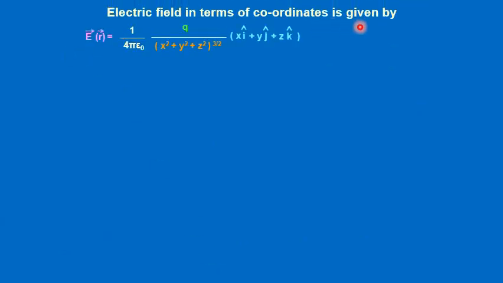Electric field in terms of coordinates is given by E vector as a function of r is equal to 1 upon 4 pi epsilon naught q upon x square plus y square plus z square whole raised to the power 3 by 2 into x i cap plus y j cap plus z k cap.